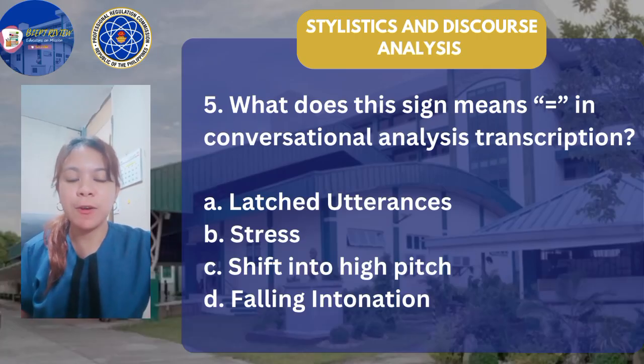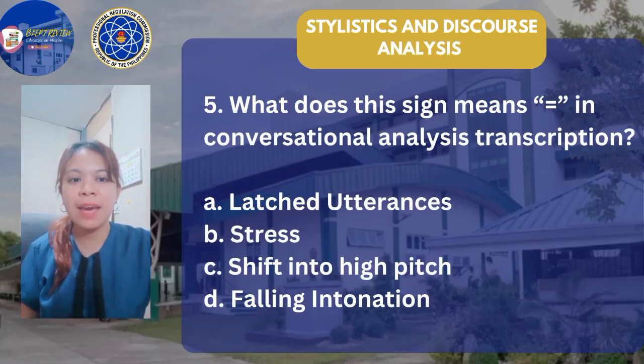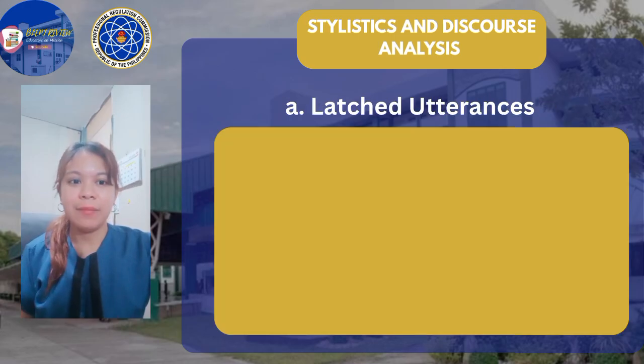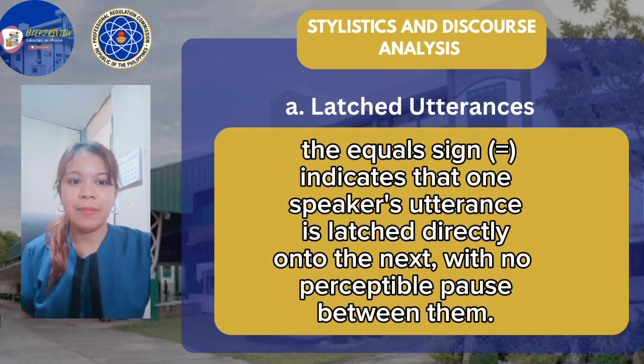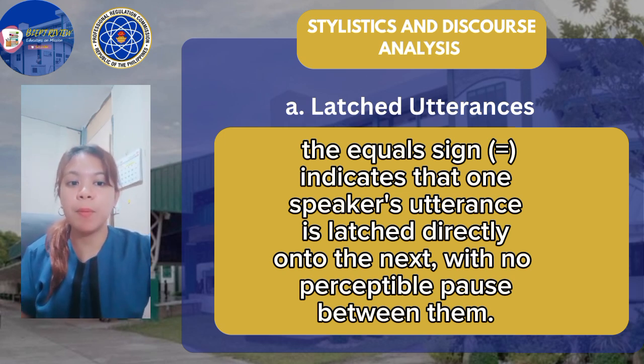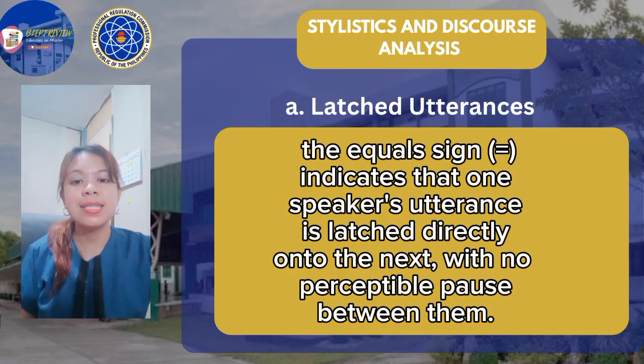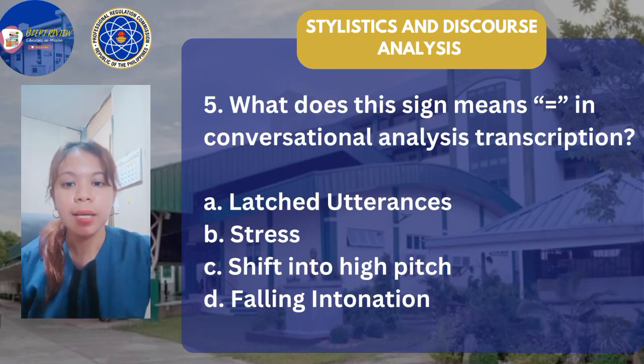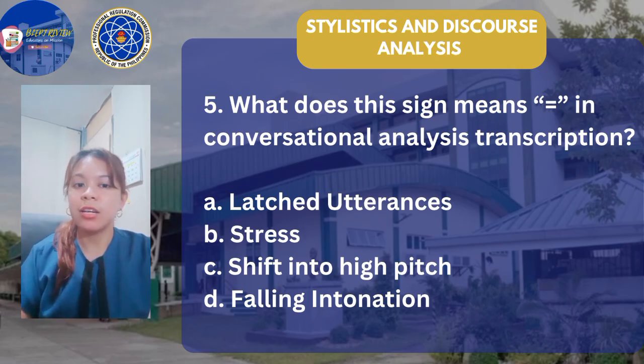The correct answer for question number 5 is A. In conversation analysis, or CA, transcription, the equal sign indicates that one speaker's utterance is latched directly into the next, with no perceptible pause between them, and this can occur either between two turns by different speakers or within a single speaker's turns. Let us now proceed to discussing the incorrect answers.